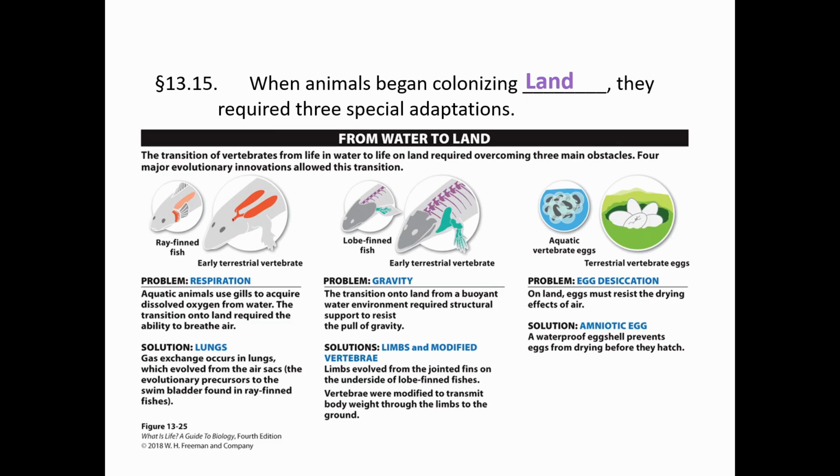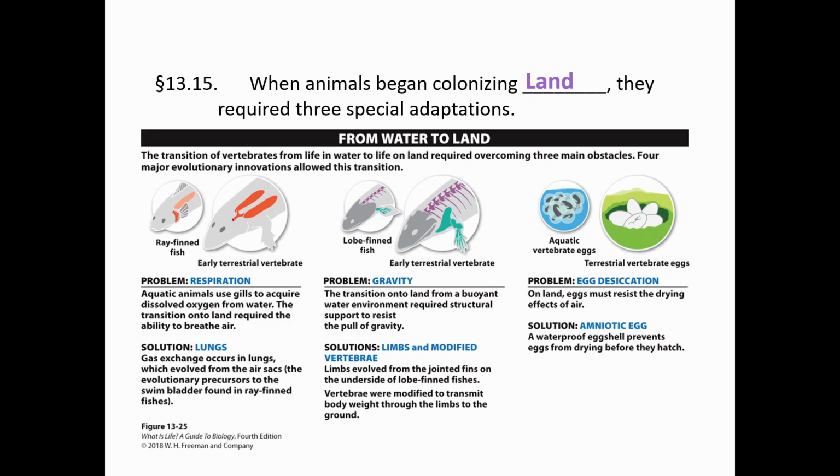Now with the problem of gravity, we're in a buoyant water environment. We don't need to really fight against gravity. So how do we hold ourselves upright? If you take a fish and you put it on land, it's just going to lay there. It can't hold itself up. And so we had to modify those fins into limbs and then modify the vertebrae. So we evolved limbs from the jointed fins on the underside of lobe-finned fishes. There were already some fishes that had some bony structures in their fins, and we just basically modified those over time until they became more like a shoulder and an elbow and a wrist. And then the vertebrae were modified to transmit the body weight through the limbs. So now instead of the spine just holding us in place, we are now using the spine to transmit that weight through the limbs so we can hold ourselves up.